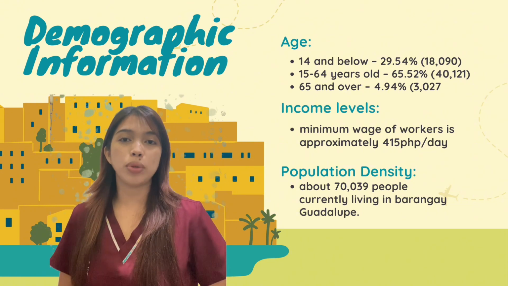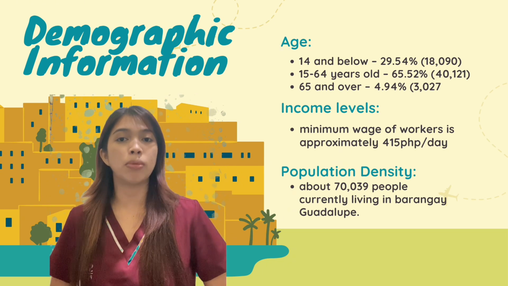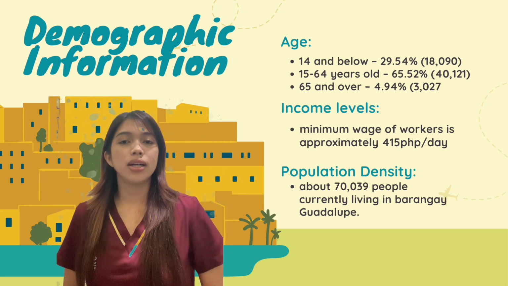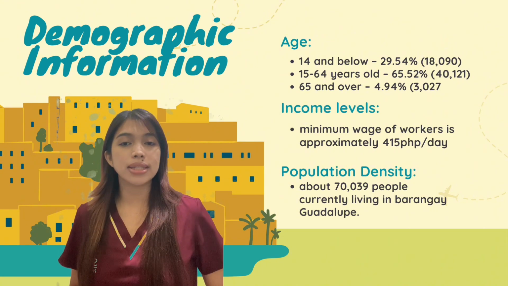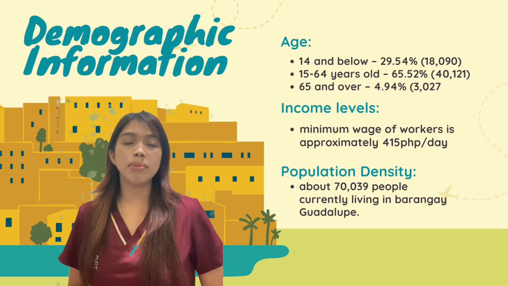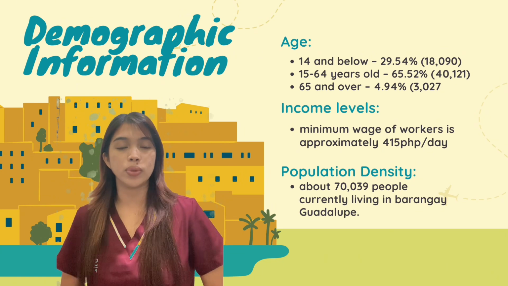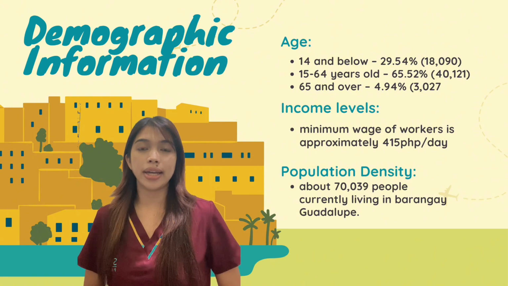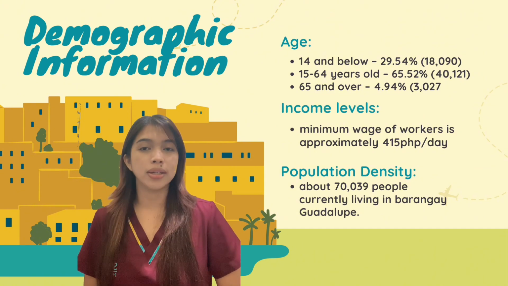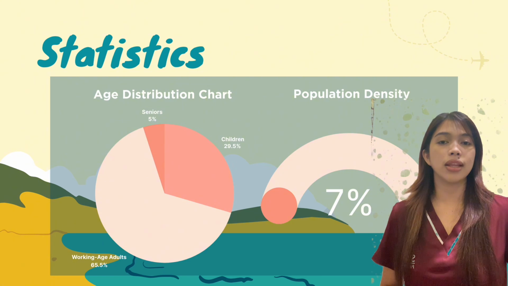The working population would be the 15 to 64 years old population, which is the most populated population group among the 3. For income levels, according to the Pay Scale Inc., the average worker in Cebu earns about 345,000 pesos annually, or 28,750 pesos monthly. So the minimum salary of a working individual in Cebu is 468 pesos according to the Cebu Daily News. For the population density, there are currently about 70,039 people currently living in Barangay Guadalupe. This accounts for about 7% of the total population of Cebu City, so making it the largest barangay.